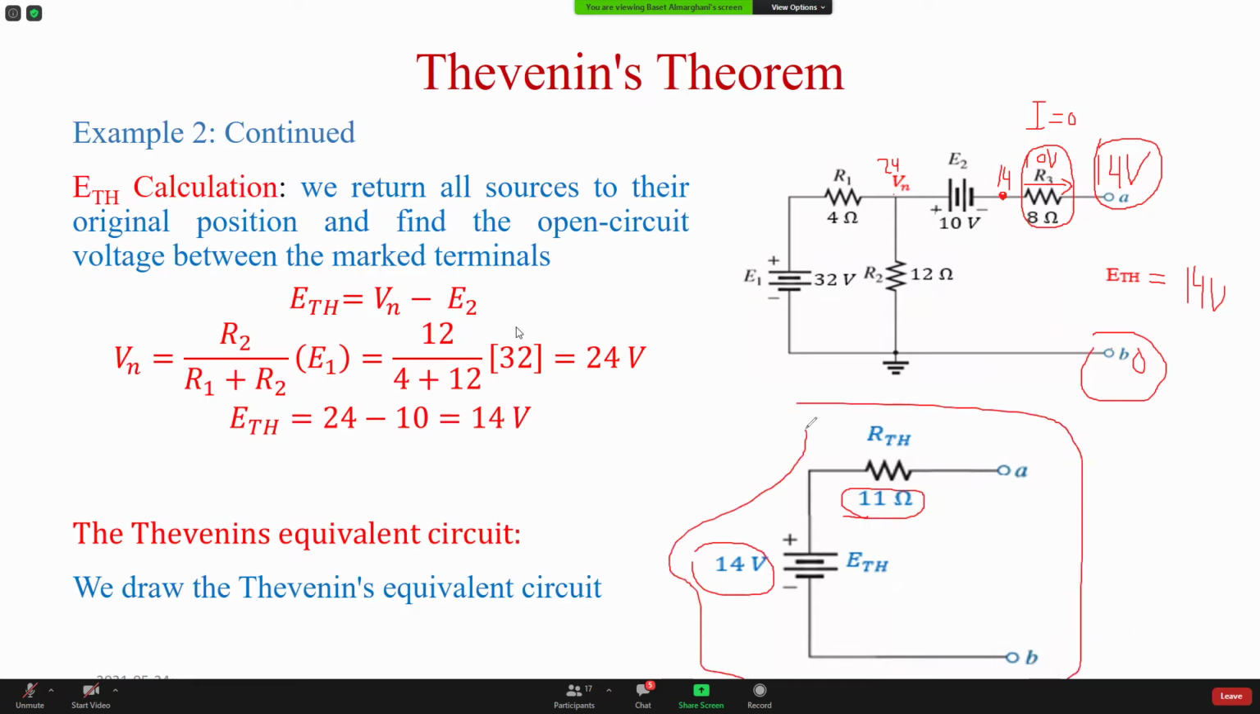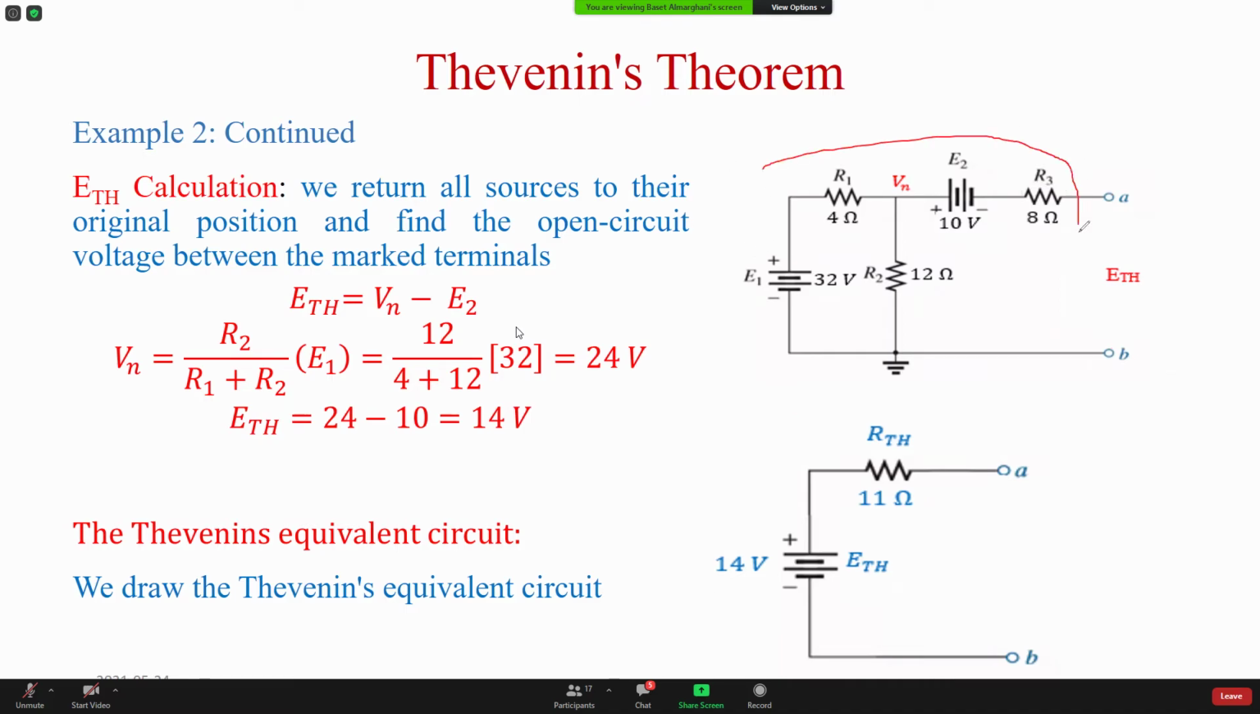This circuit is equivalent to this. This is the original. This is the equivalent. See, the equivalent is very simple. It's just one source and one resistance. This is called R Thevenin equivalent. This is E Thevenin equivalent. R Thevenin is the total resistance when we remove the sources or set them to 0. E Thevenin is the open circuit voltage, the voltage between these 2 points.